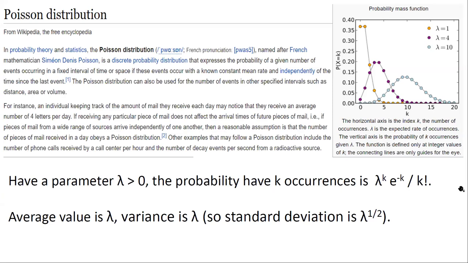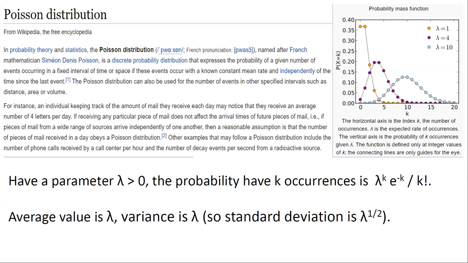If you look at the picture over here, this shows you what a Poisson distribution looks like for different values of the parameter. You have lambda equals 1, lambda equals 4, lambda equals 10. And the mean, or the average value of the distribution, is lambda. And the standard deviation is square root of lambda. So it's basically telling you fluctuations should be of size square root of lambda. There's lots of places where it occurs.